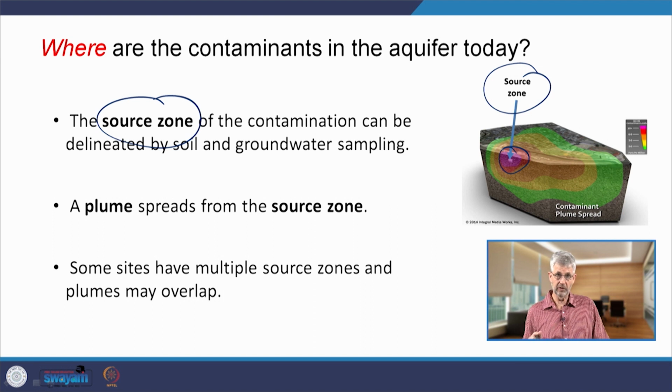And from the source zone, a plume may spread. A plume is basically contaminants dissolved in the groundwater that's spreading in the direction of the flowing groundwater. So the plume is basically the green area in this picture here. That would be the plume. The plume spreads away from the source. At some sites, we have multiple sources and multiple plumes, and these plumes can overlap and mix, which makes the where of the contaminant today question much harder to answer.